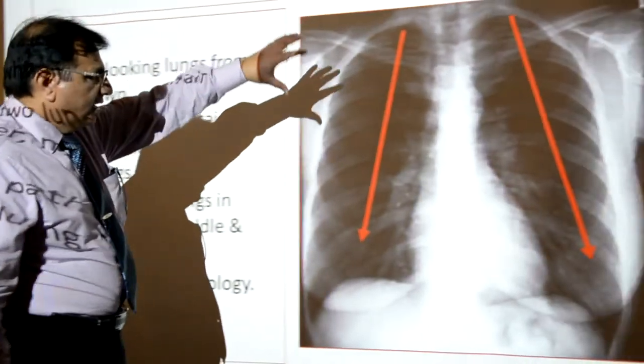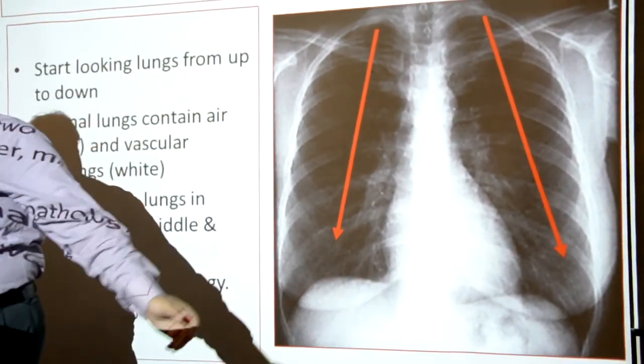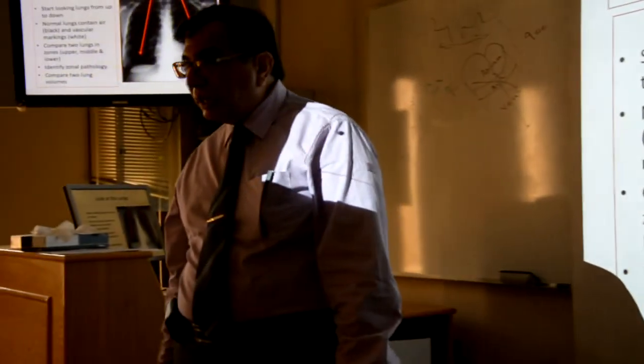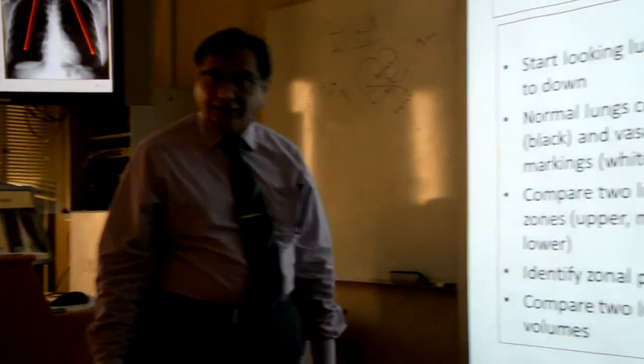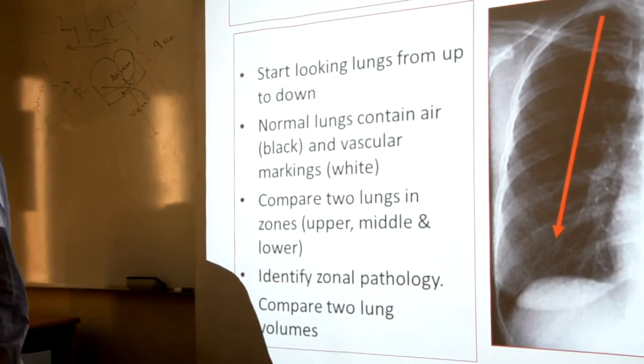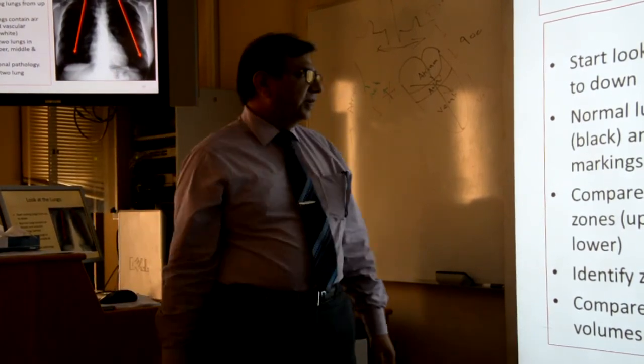Suppose there is an abnormal opacity, it suggests there is some pathology, either a consolidation or a collapse or a mass within the lung. So we have to tell that this is some opacity in that relevant site. Okay.